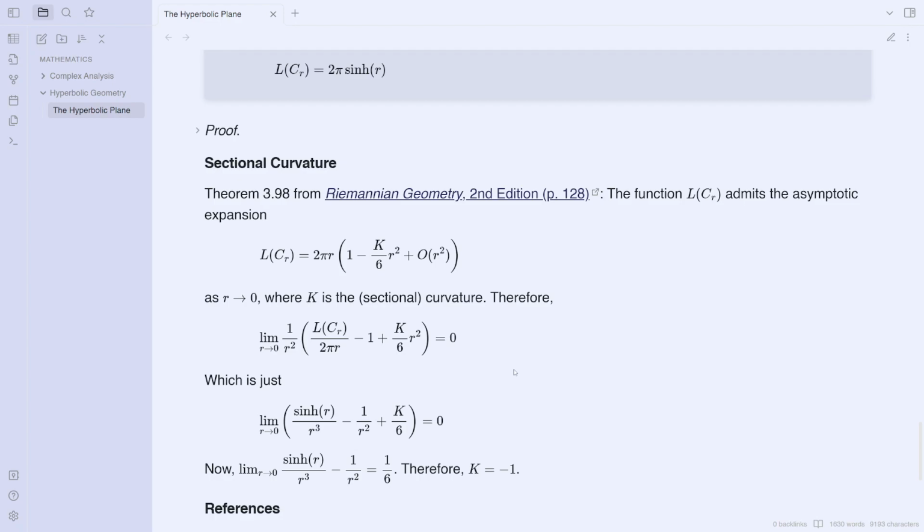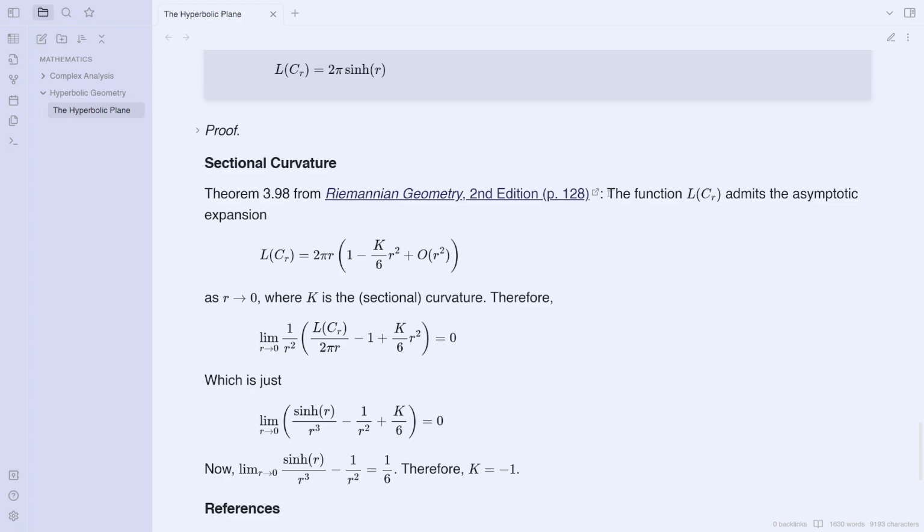There's this textbook, Riemannian Geometry. It's an old one, 2nd edition. And it says that the length function of hyperbolic circles admits an asymptotic expansion. If you haven't seen big O notation before, that's okay. It's going to be equivalent to this limit down here. But we want to solve for the curvature of the space because that's going to tell us how this hyperbolic space bends. It's going to give us a number to describe that.